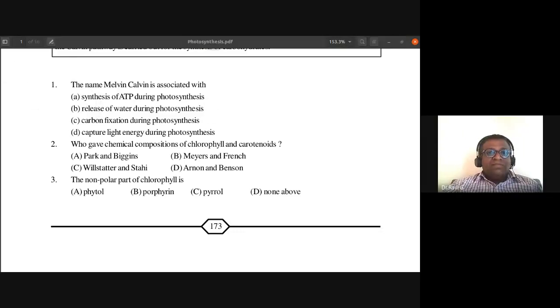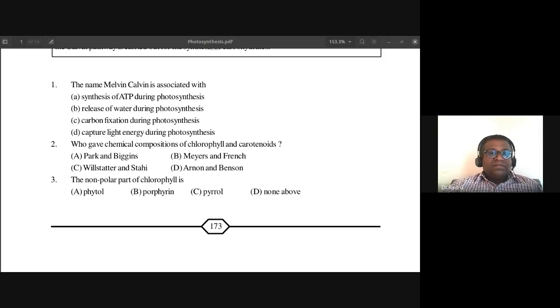The name Melvin Kelvin is associated with what? Is it associated with synthesis of ATP during photosynthesis, release of water during photosynthesis, carbon fixation during photosynthesis, or capturing the light energy during photosynthesis? What is the role of the name Melvin Kelvin? What is it associated with?